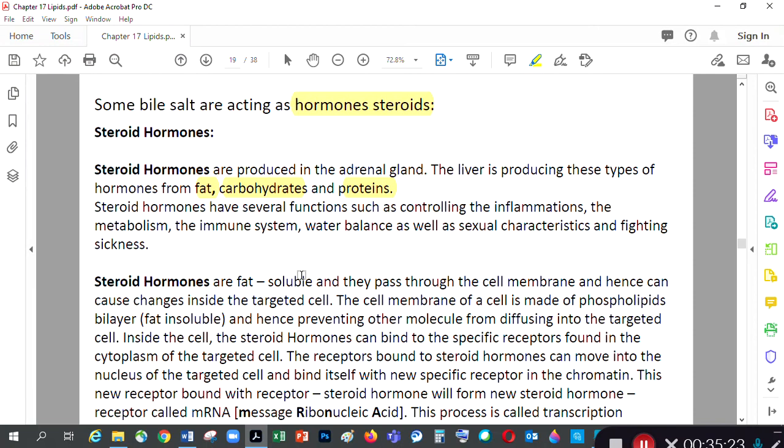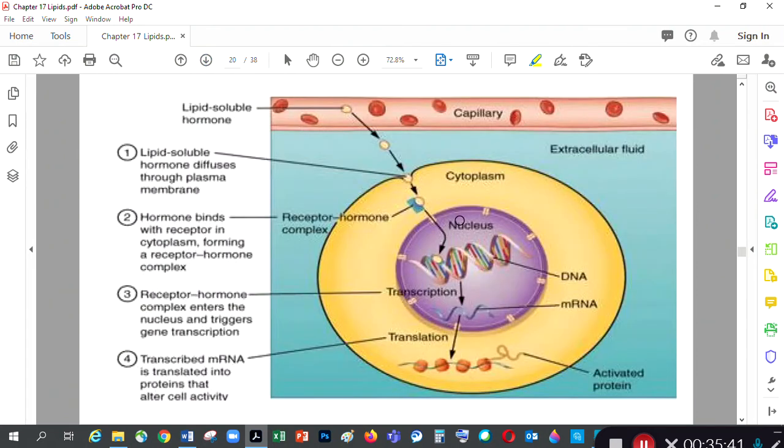They are fat soluble, and they pass through the cell membrane. The steroid hormones pass the cell membrane, correct? And maybe I can't just read. If you allow me, I will explain this one here nicely.